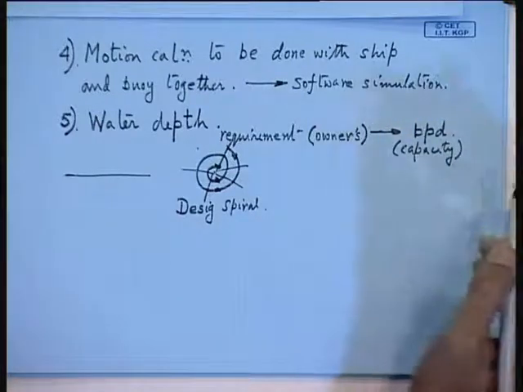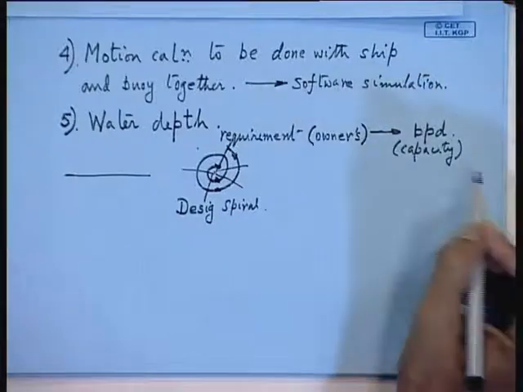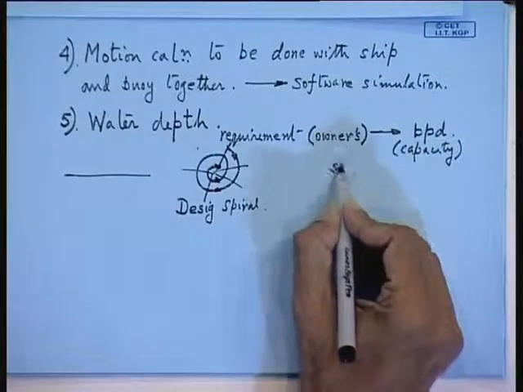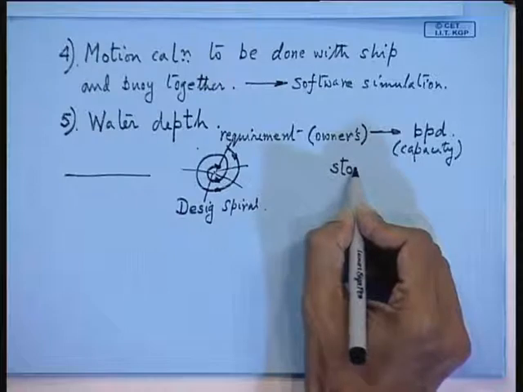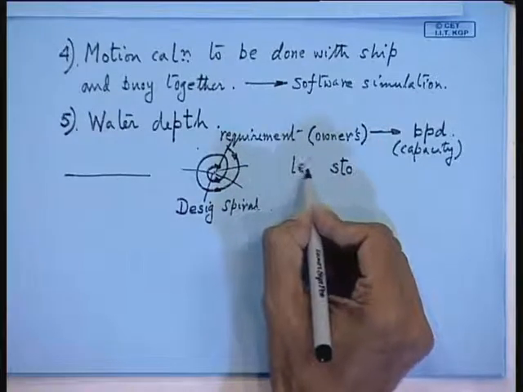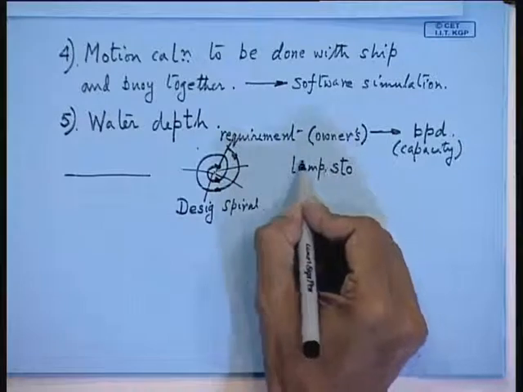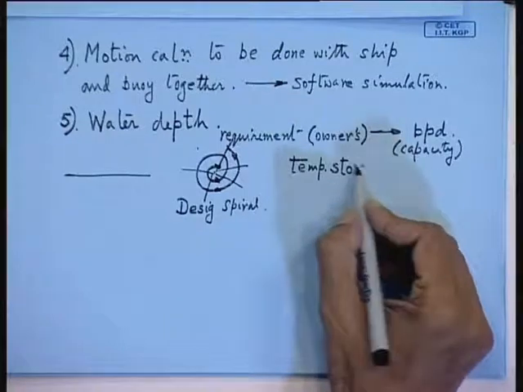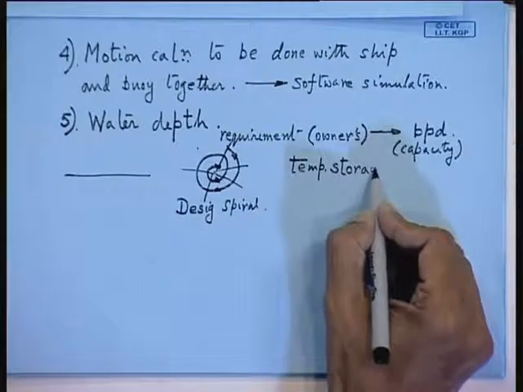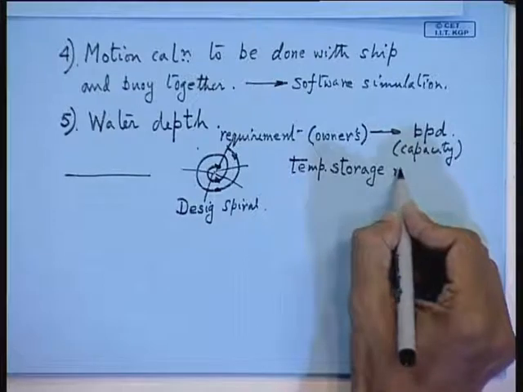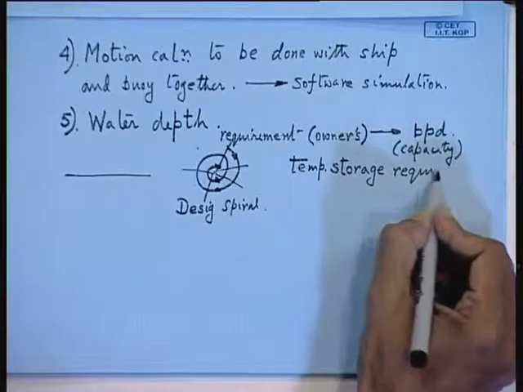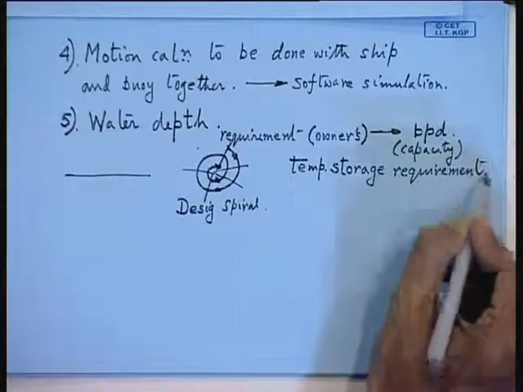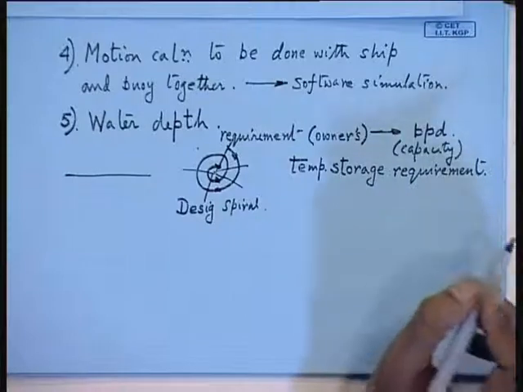And normally these buoys do not have any storage. So, this is the capacity, and if there is any storage requirement, or temporary storage, right, temporary storage, because ultimately you are offloading your cargo to a tanker, isn't it? So, storage requirement. Yeah, this is very important. So, these are the two things you start with.